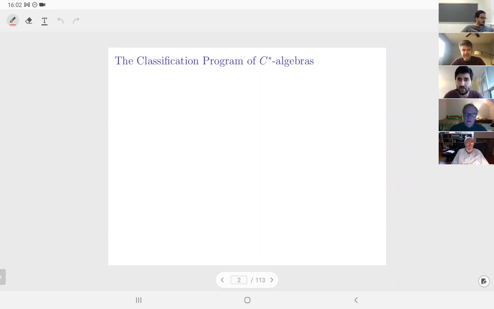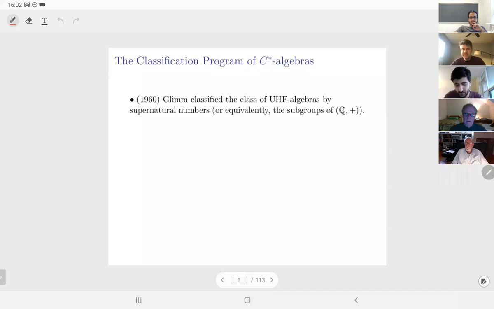I don't know how much people are familiar with the classification here, but I'm not going to assume so much. Actually, I'm not going to use anything there. I just wanted to make a point that the Jiang-Su algebra is quite important. That's it.